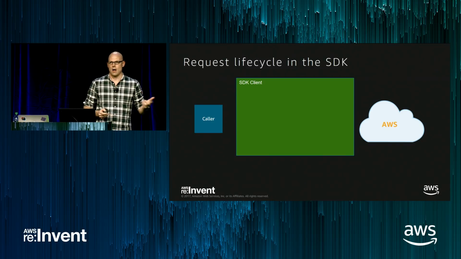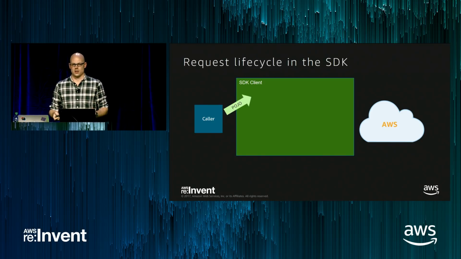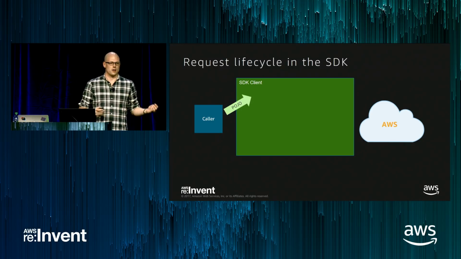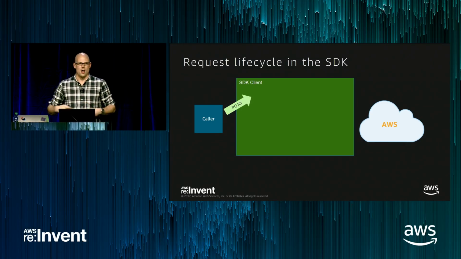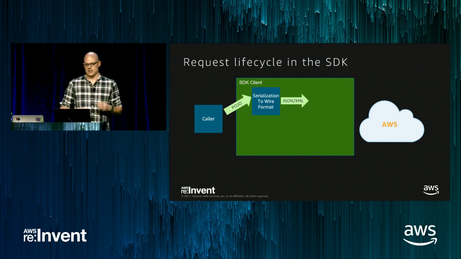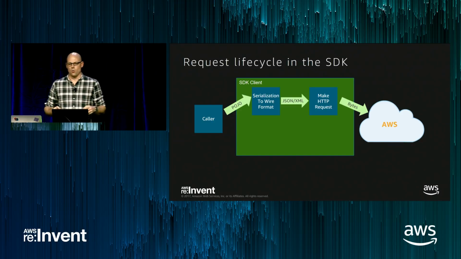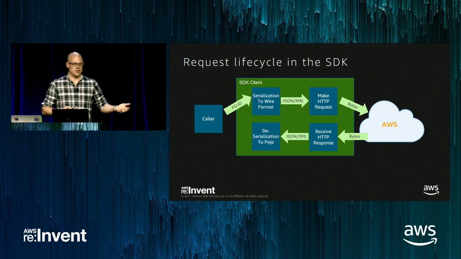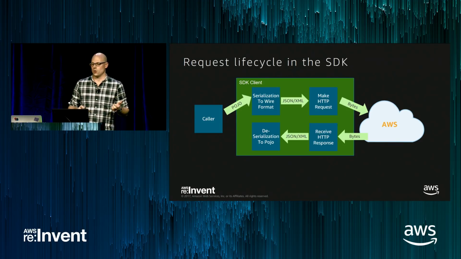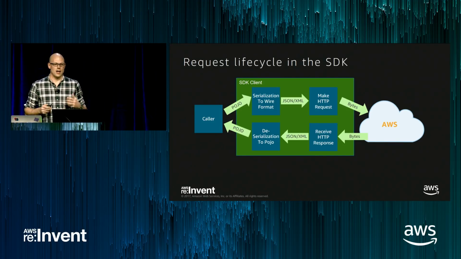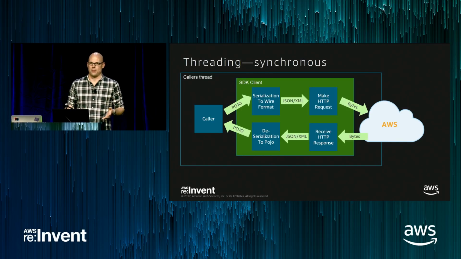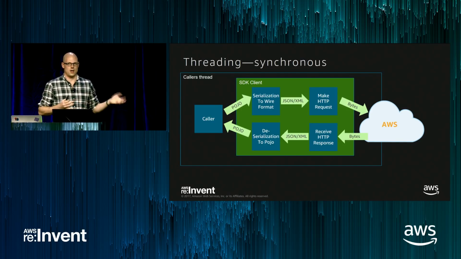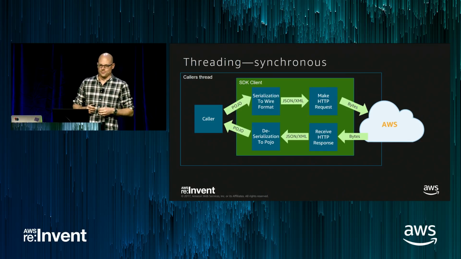Let's have a look at what happens when you make a request to AWS using one of the synchronous clients. So I'm the caller, I've got an instance of an SDK client, and I send in my request POJO. Then the SDK serializes that to the wire format, so JSON or XML or whatever the service is expecting. We make an HTTP request and stream bytes to the wire. We then wait for a response and stream bytes back again. We deserialize them to the Java representation that you're looking for in the response and give that back to you. And in synchronous land, all of this happens in the caller's thread, so the caller can't do anything while this is going on.